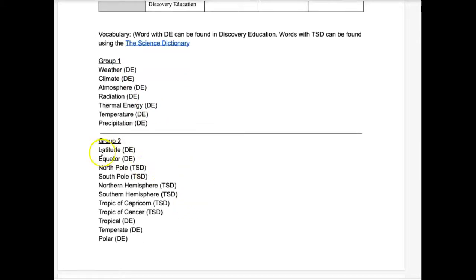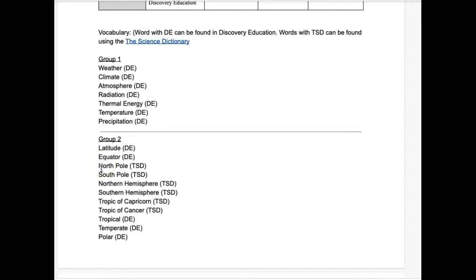Group 2 words: latitude, equator, North Pole, South Pole, Northern Hemisphere, Southern Hemisphere, Tropic of Capricorn, Tropic of Cancer, tropical, temperate, and polar. You guys remember talking about these? It seems so long ago.